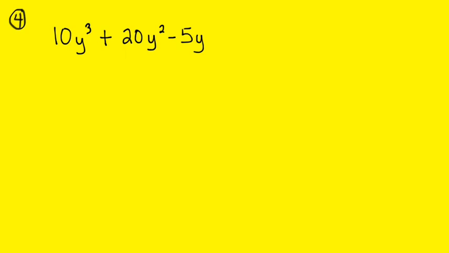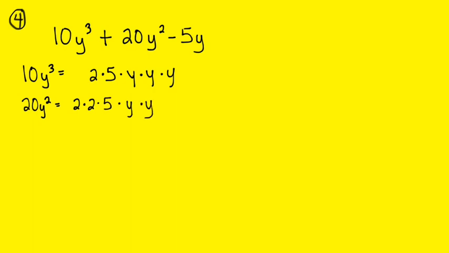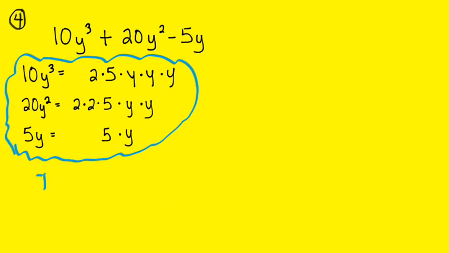All right, what about when we have a trinomial? A trinomial, can I still divide a GCF away from a trinomial? Well, of course, it doesn't matter how many terms I have, as long as I can find a greatest common factor. So let's look at our whole numbers. Let's see, we have 10y to the third, so that's 2 times 5, and then y times y times y. 20y squared is 2 times 2 times 5 times y. And then I have 5y is just 5y. So they all have 5 in common.